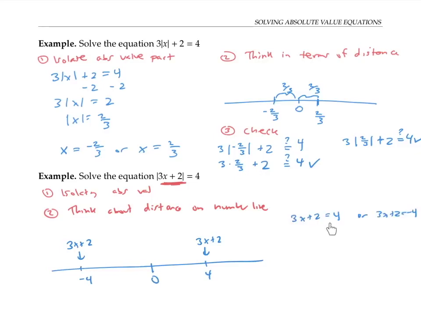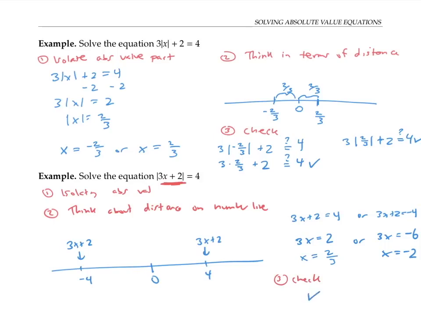3x plus 2 equals 4, or 3x plus 2 is -4, and then I can solve. So this becomes 3x equals 2, or x equals 2/3, and over here I get 3x equals -6, or x equals -2. Finally, I'll check my answers. I'll leave it to you to verify that they both work.